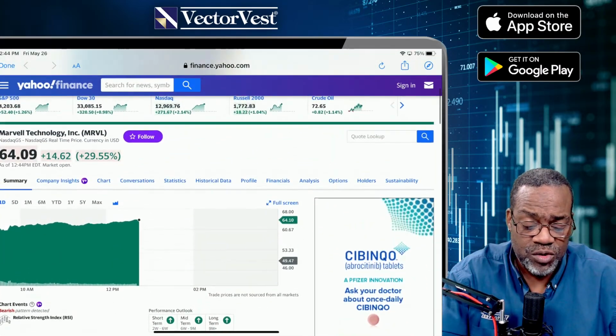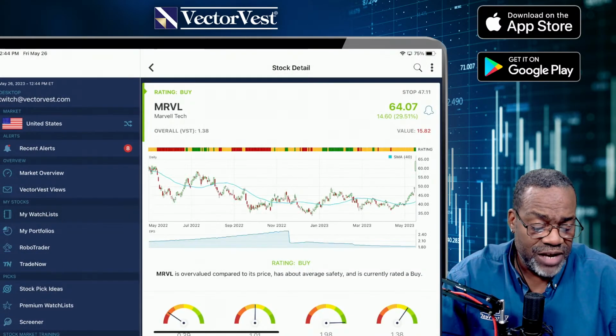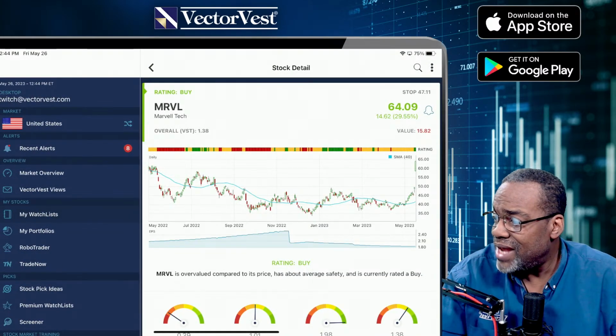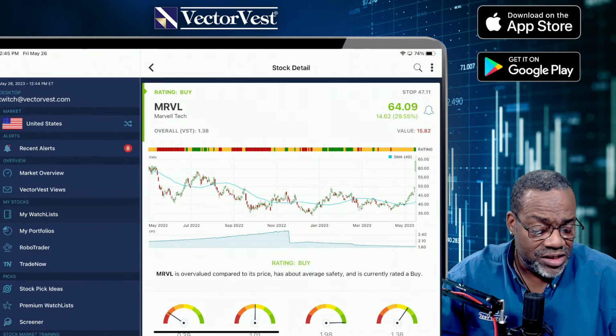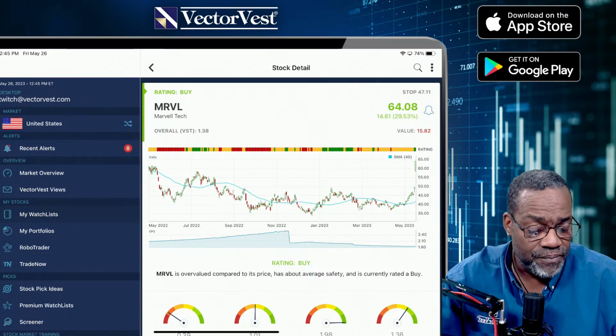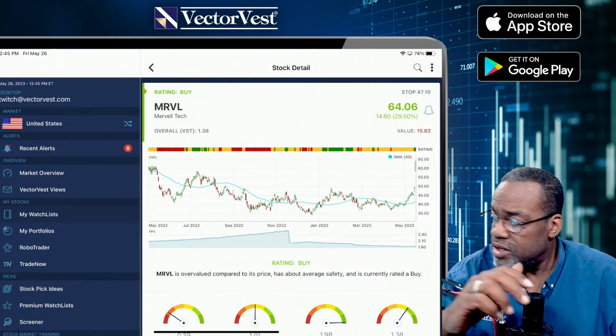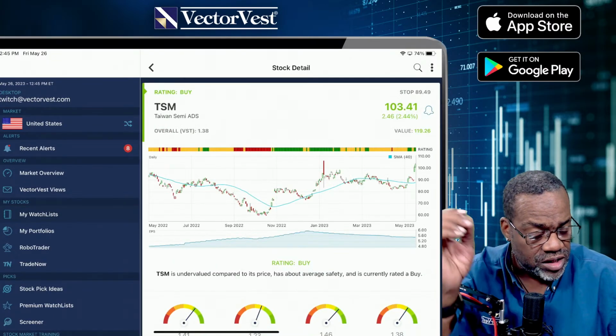And I'm going to scroll down and then hit done. It's going to take me back to the stock. How about that? How many of you realize that you could do news right from the app as well? All right, let's go to the next stock, TSM.